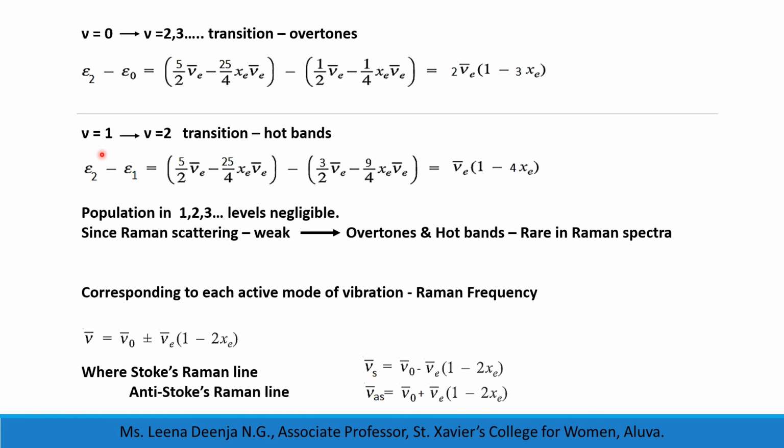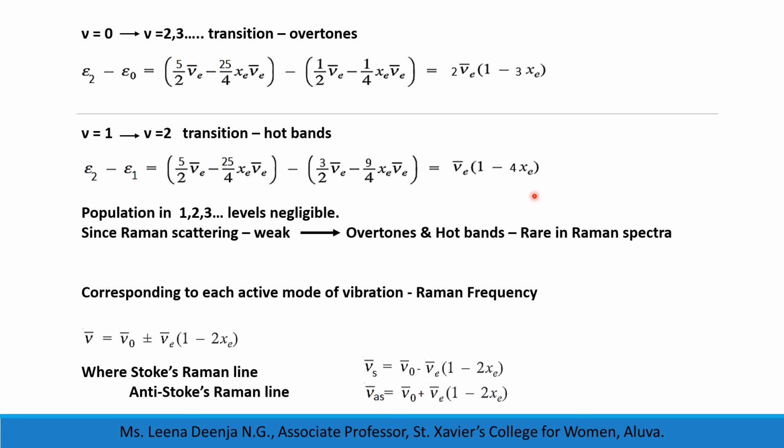V equal to 1 level to V equal to 2 level transition is known as a hot band. The V equal to 1 level is populated only at very high temperature, so the transitions from these levels are known as hot bands. The energy change during this hot band transition is epsilon 2 minus epsilon 1, which is 5 by 2 nu bar E minus 25 by 4 Xe into nu bar E, minus 3 by 2 nu bar E, minus 9 by 4 Xe into nu bar E, that is equal to nu bar E into (1 minus 4Xe).